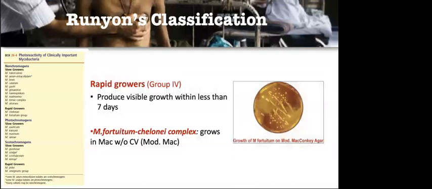And then we have rapid growers. So rapid growers, group 4, can produce visible growth within less than 7 days, like Fortuitum and Chelonae complex. They can grow in MacConkey without crystal violet. That's the modification for MacConkey to allow Fortuitum and Chelonae to grow.